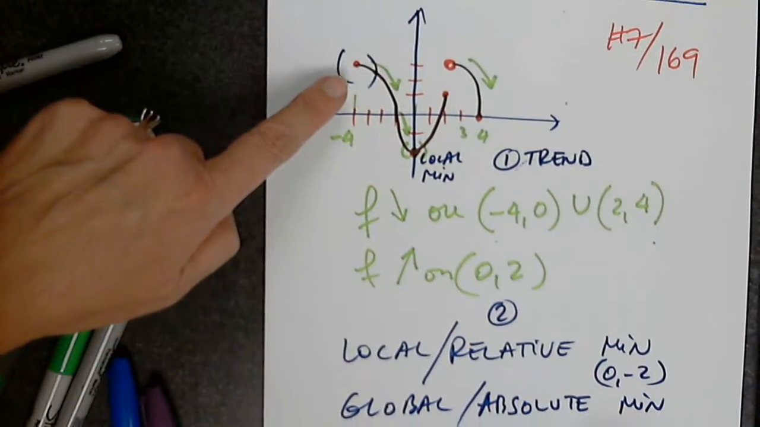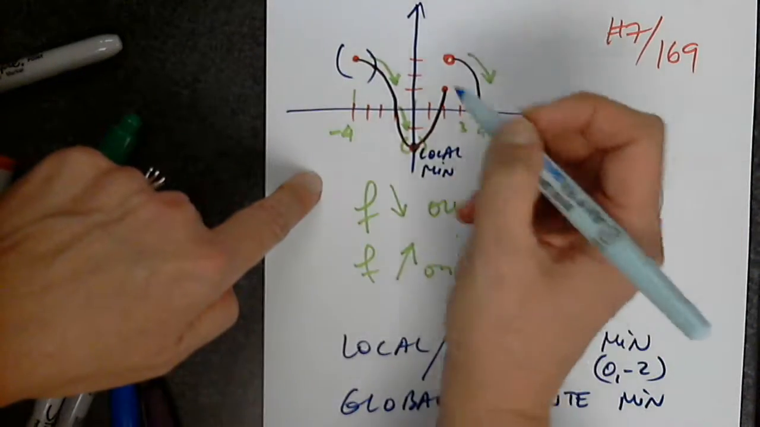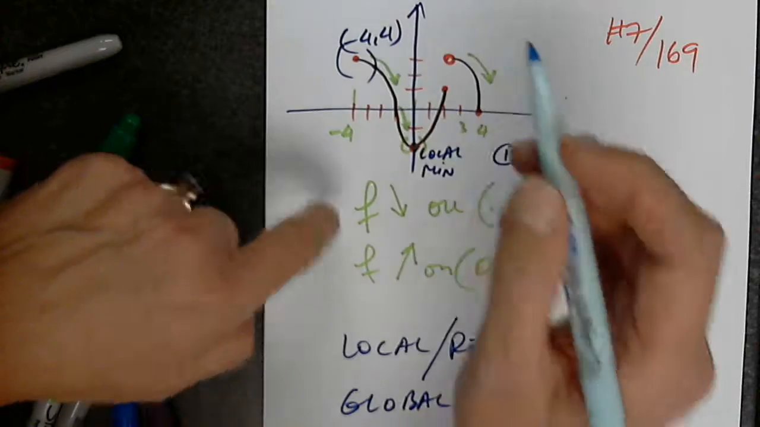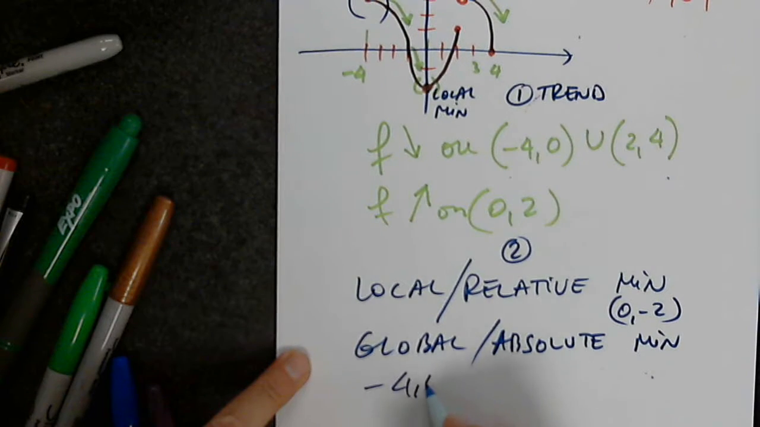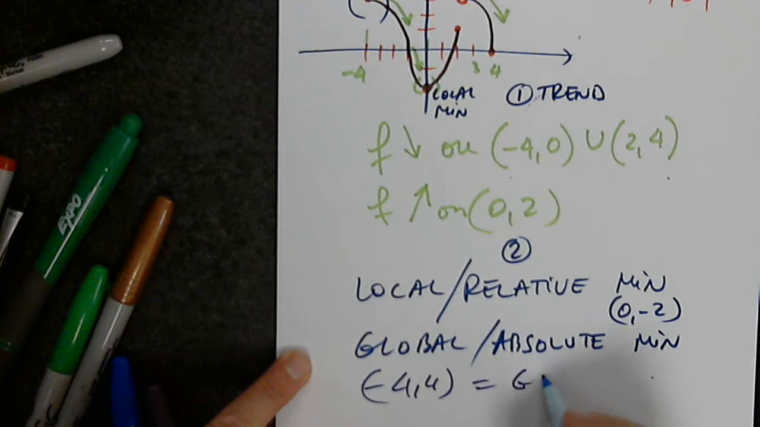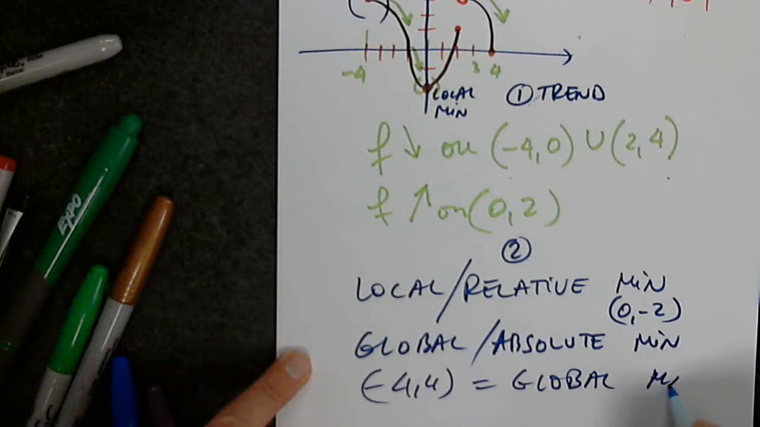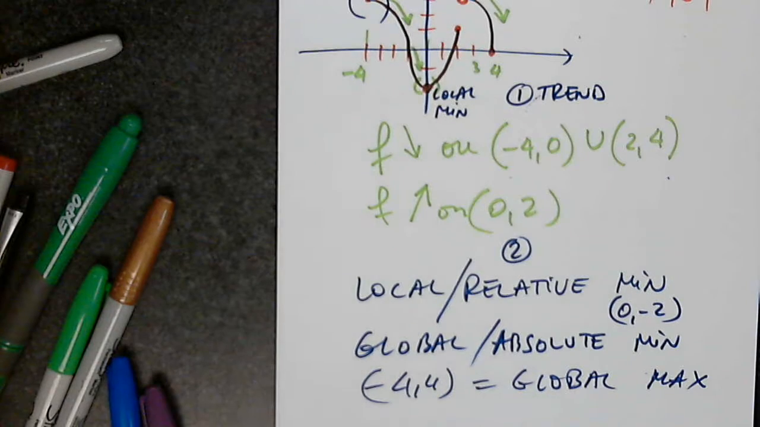Now, is this point -4, 4 a global max? Yes. The endpoints of an interval can be global, but they cannot be local, because if they are at the endpoint of the interval, I cannot show you the open interval around left and right of that point. So -4, 4 is indeed a global max, not a local max, because it's at the endpoint of the interval.